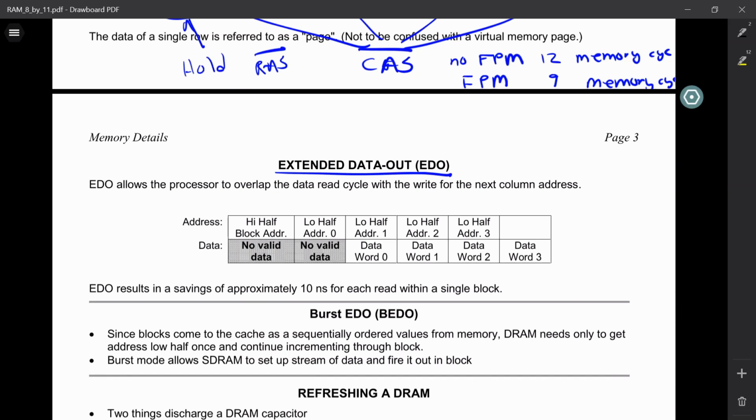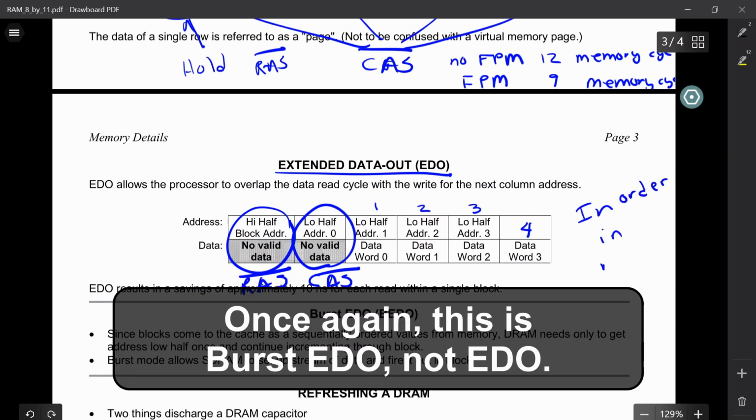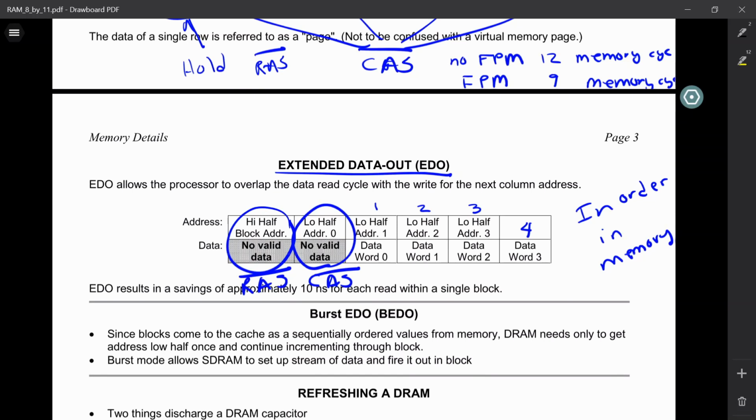In this case, what we do is we give it the row address, right? So we strobe RAS to say that we've got the row address. Then we give the column address, and we strobe CAS in order to get the column address identified. And then we just assume, okay, we're going to get the first instruction, the next instruction, the next instruction, the next instruction in order in memory. All right. And what this does is now with EDO memory, what we've got is 1, 2, 3, 4, 5, 6 memory cycles.